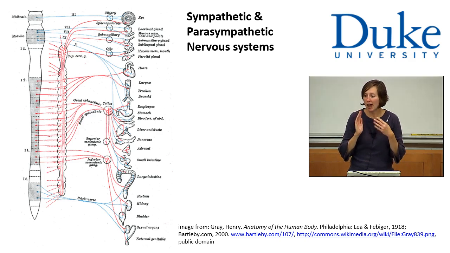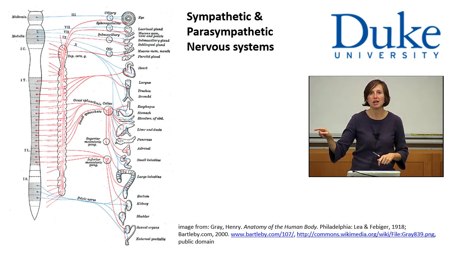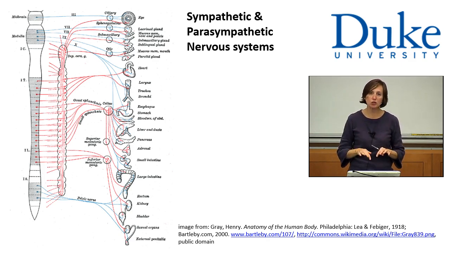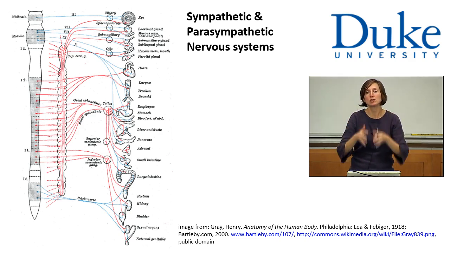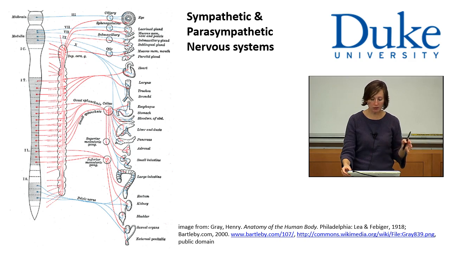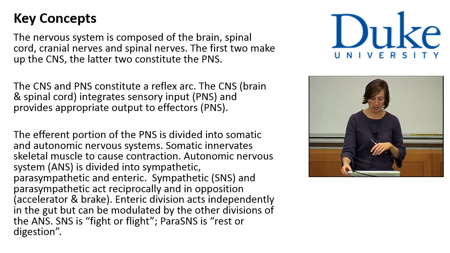However, having a gas pedal and a brake, having the sympathetic nervous system and the parasympathetic nervous system, gives you exquisite control of where you put that car. And that's the same thing with having these two nervous systems that are both innervating many organs and giving you exquisite control about how active they are at any one given time. And so we'll be referring to these many times when we talk about the control of other organs.